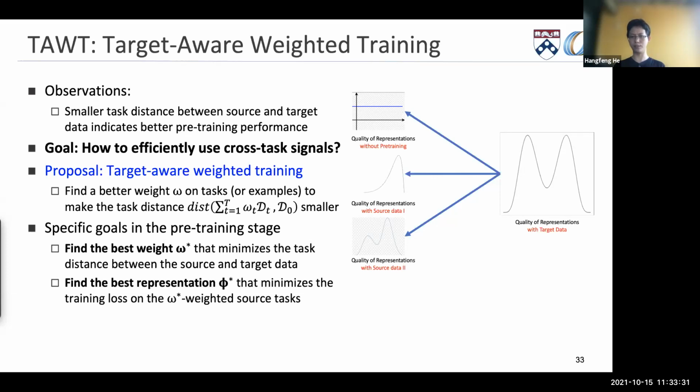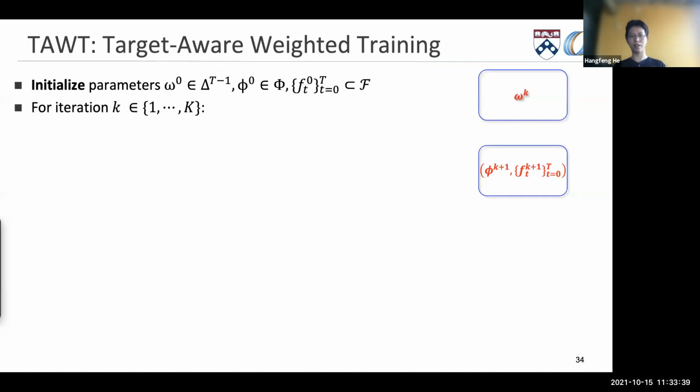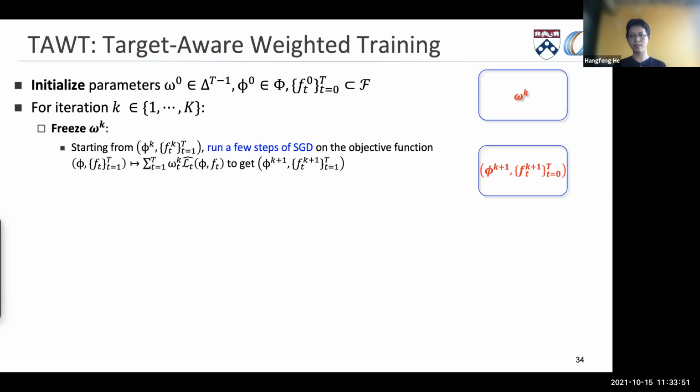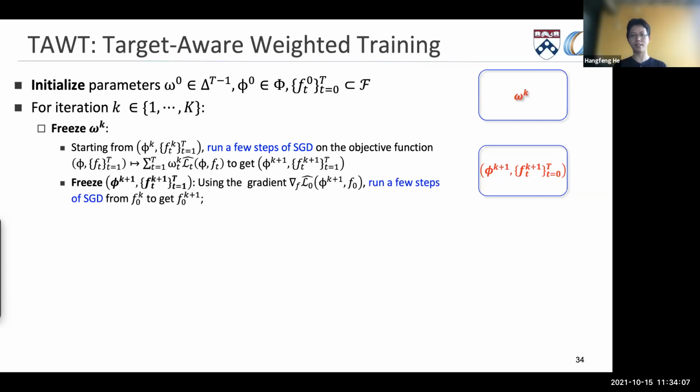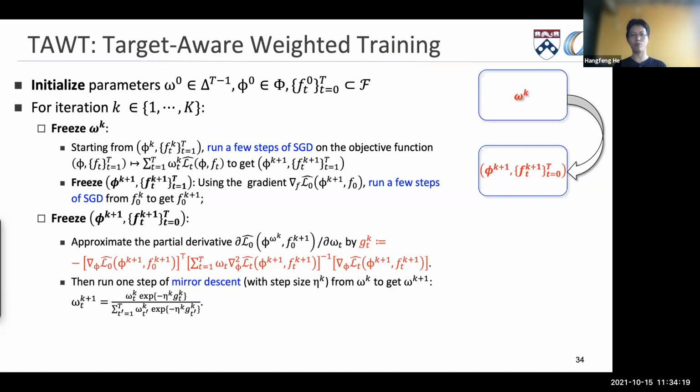So if we highlight source data 2 in the pre-training, then the task distance is smaller and the performance should be better. Specifically, for TAWT, target-aware weighted training, we will first initialize parameters such as weights, representations, and task-specific functions in both source data and target data. For each iteration, we will first freeze weights, and then run several SGD steps based on the source empirical losses to update the representation and the task-specific function in the source data. After that, we freeze the source model and run SGD based on the empirical target loss to update the task-specific function in the target task. In this way, with frozen weights, we can update the model. After that, we can freeze the model to update the weights based on mirror descent. Here we use mirror descent because weights are a probability distribution and mirror descent is a more suitable choice.